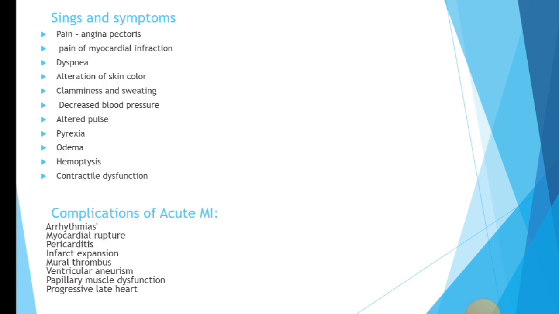There could be pain, dyspnea, alteration in skin color, clamminess and sweating, decreased BP, or altered pulse, pyrexia, edema, and contractile dysfunction. Other complications are arrhythmias, myocardial rupture, pericarditis, and infarct expansion. Then it could be papillary muscle dysfunction or progressive late heart failure.